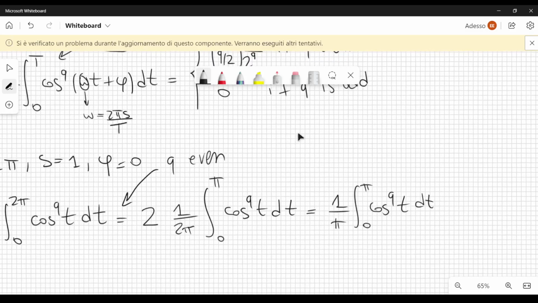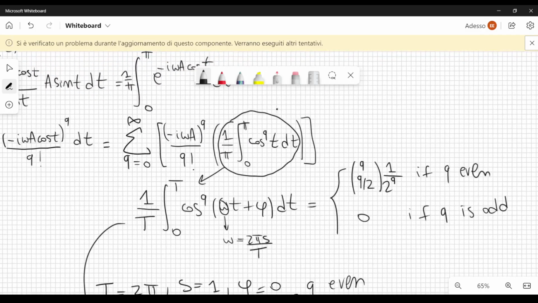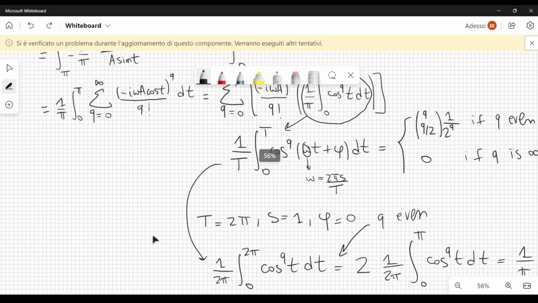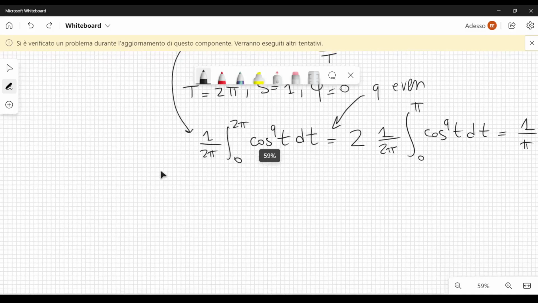Now, of course, as I said, this is equal to the binomial coefficient q choose q halves times 1 over 2 to the power q. And now we can basically substitute it here. And we have to be careful because we have to sum over even values for q. Not all the values from 0 to infinity, but only the even ones. So let me rewrite the expression here.